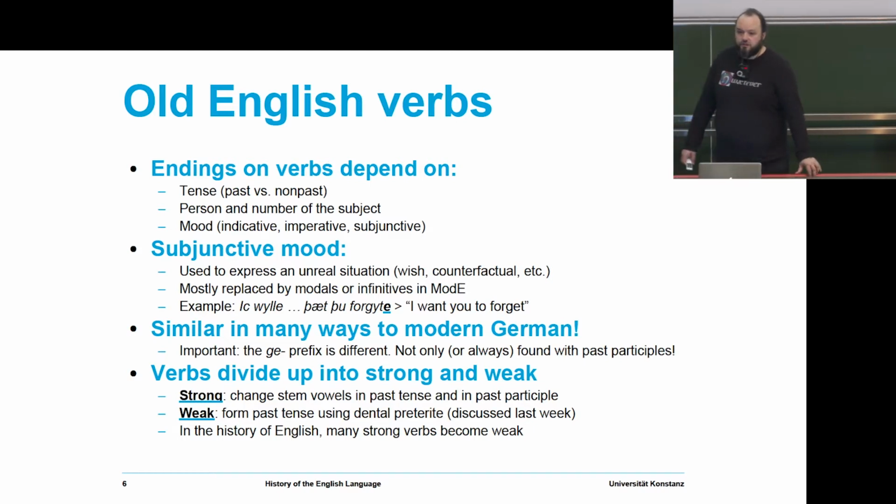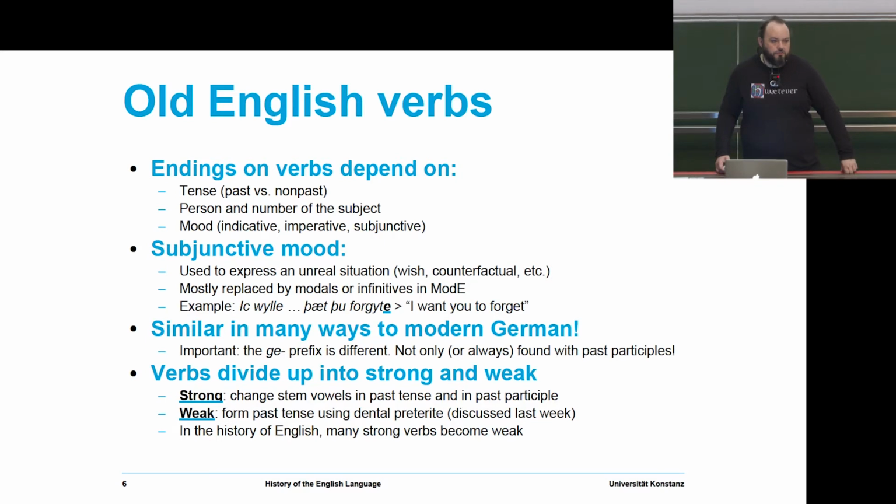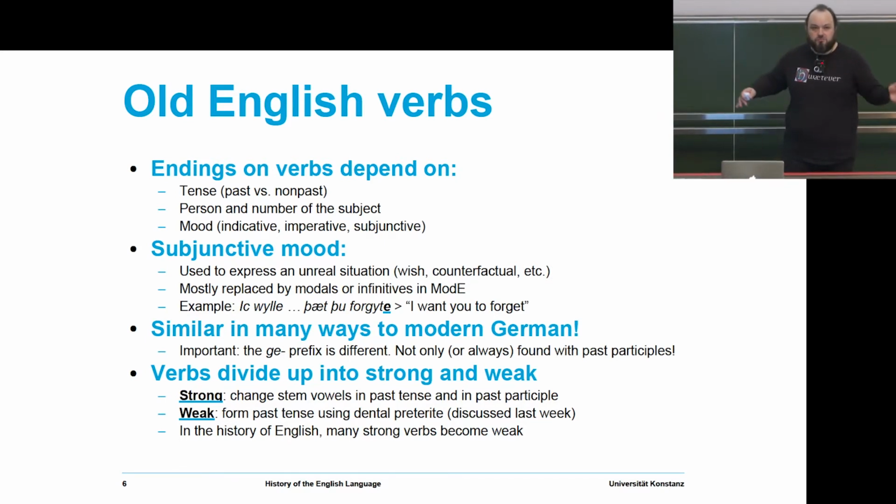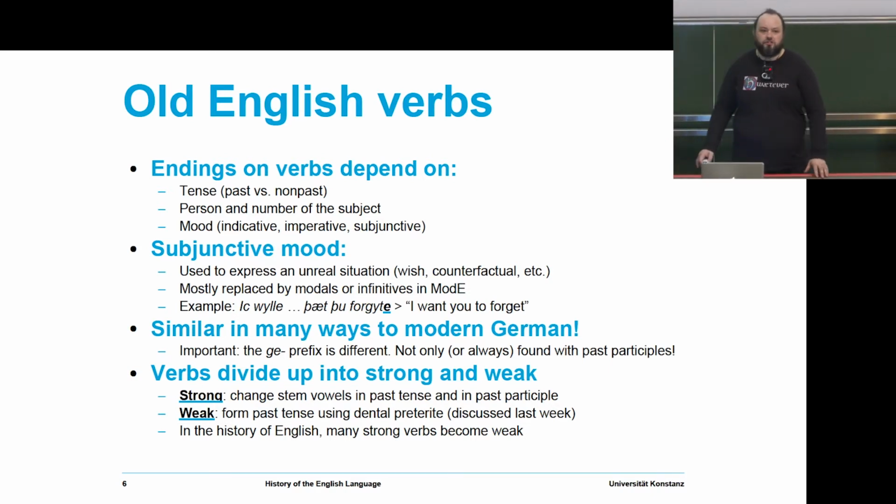So there is an indicative mood, an imperative mood, and a subjunctive mood. The indicative, you don't really need to know anything special about. The indicative is kind of the default mood. It's the normal mood. It's the mood that you use when you don't know which other mood to use. It's just the fallback mood.